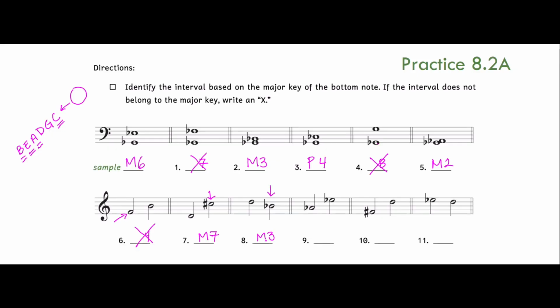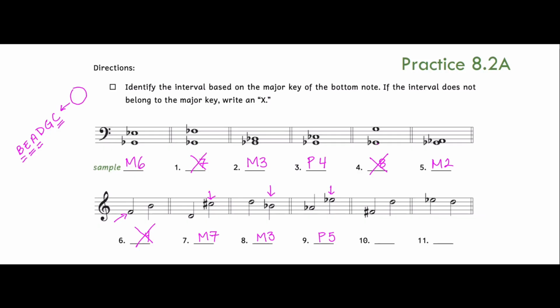Number 9, A to E is a 5th. Now we need to think in the key of A flat major. A flat major has 4 flats: B, E, A, and D flat. So E is one of the notes that has a flat. That makes this a perfect 5th.